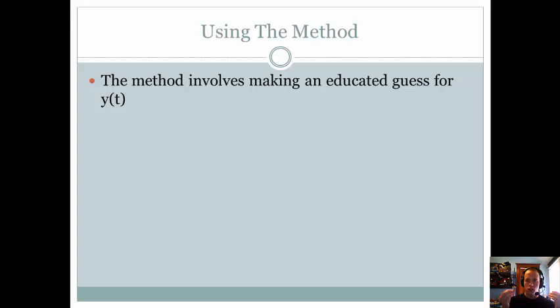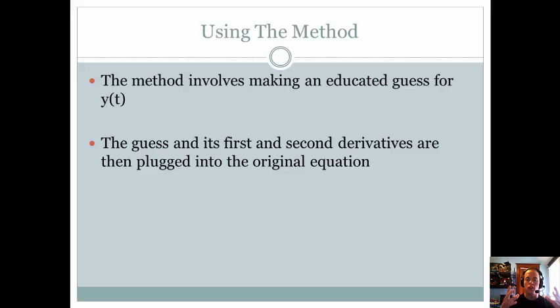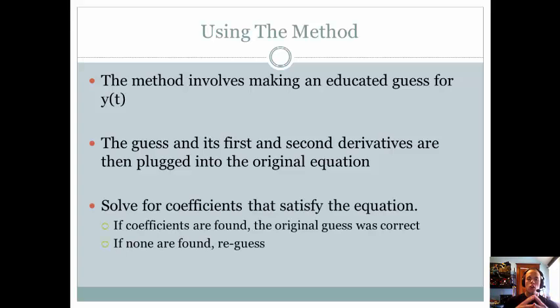So basically what this method involves is making a guess for what we think that function y is. We then take the first and second derivatives of it and plug it back into our original ordinary differential equation. We simplify it and solve it out and try to find the coefficients that went along with our guess. If we're able to solve for those coefficients, then we know that our guess was correct and that we found a particular solution to the function, which we'll talk about in a minute. If we aren't able to find any coefficients, then we know our guess was incorrect and we have to go back and re-guess or make sure that our function fits the criteria to use the method of undetermined coefficients.